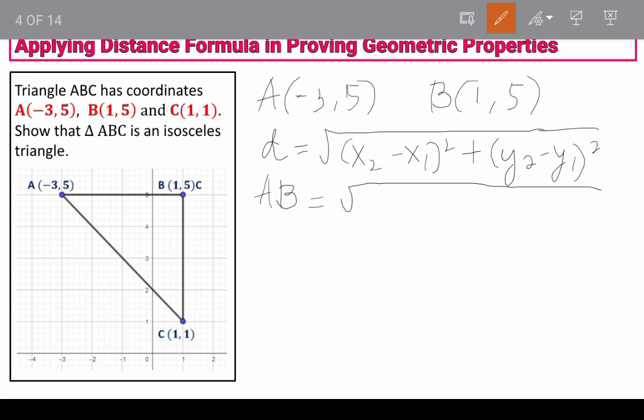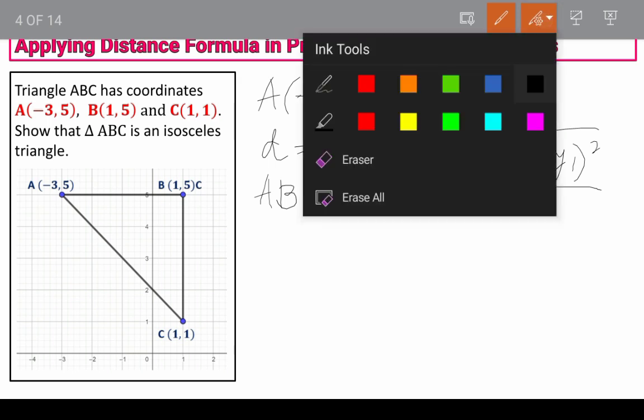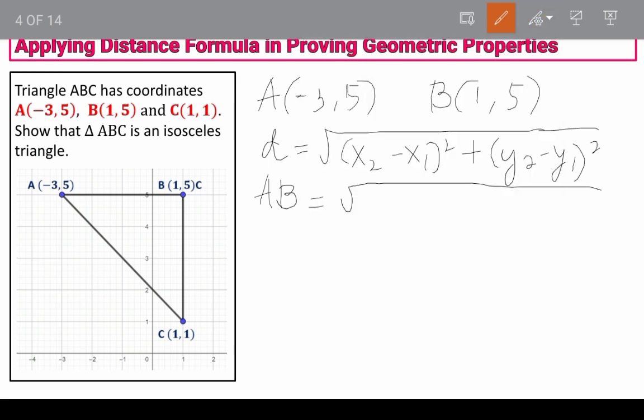So to make it short, do not copy the right part of the formula. Instead, substitute all the values of x sub 1, x sub 2, y sub 1, and y sub 2 by the given values. So your x sub 1 here is negative 3, your y sub 1 is 5, your x sub 2 is 1, and your y sub 2 is 5.